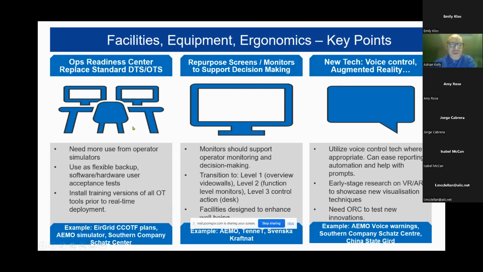So here we talk about facilities, equipment, and ergonomics, which is the blue block. I talked about this move, so moving from a standard DTS or OTS environment to something that's more akin to an operations readiness center. So making it a kind of ancillary control center where you have a space for testing software and hardware, for training, for installation of all of your tools, not just your EMS.